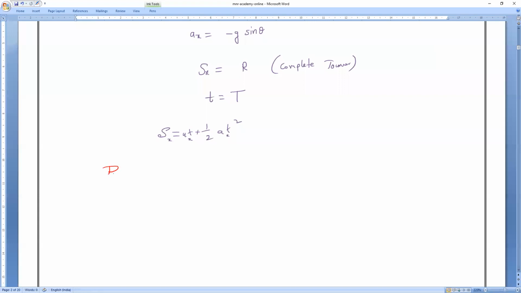So R is equal to... solve it. What is the initial velocity in x-axis? U cos alpha, into t, where small t means capital T, plus half into the acceleration in x direction, minus g sin theta, into t, meaning capital T squared. Any problem for anybody till here? Do it quick now.